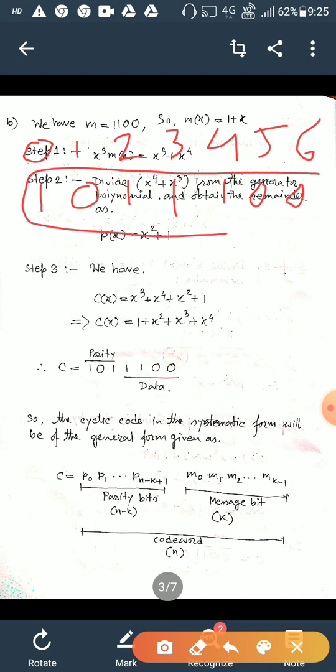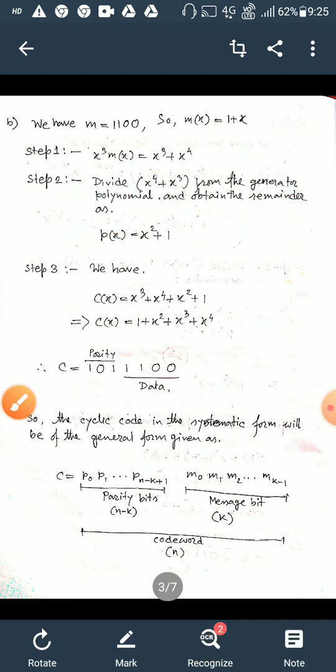So the ultimate value for the code word is in the form of 10111100. So this way you can do the whole thing, and I think each and everyone can understand what is the way by which you can get the systematic form of cyclic code.